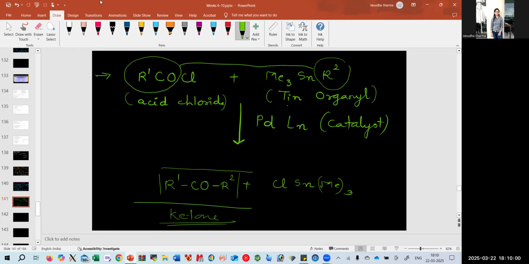If there is any doubt, please let me know. So here we have tried to introduce the acid chloride and tin organyl using palladium(0) Ln. Ln can be a number of ligands that you can bind with your palladium. Generally, it is L4 or L2. And what we are getting is R1COR2. So that means that there are other possibilities to get your product. So only one such process is not there. You need to be very careful about other processes as well. Okay.